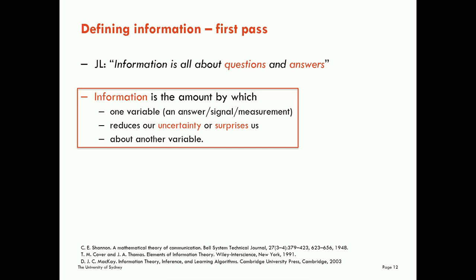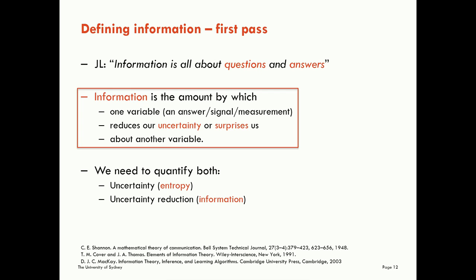Okay, so there are some key words here I want to pick up on. Here we're talking about how one variable reduces our uncertainty about another. So we've got two variables here, and that effectively becomes our question and answer. We've got the key words uncertainty and surprise, and we've got information. And for information, we talked about a reduction in uncertainty or surprise. So we're going to drill into those key terms more very soon. So you'll see here that we need to quantify both uncertainty as well as uncertainty reduction.